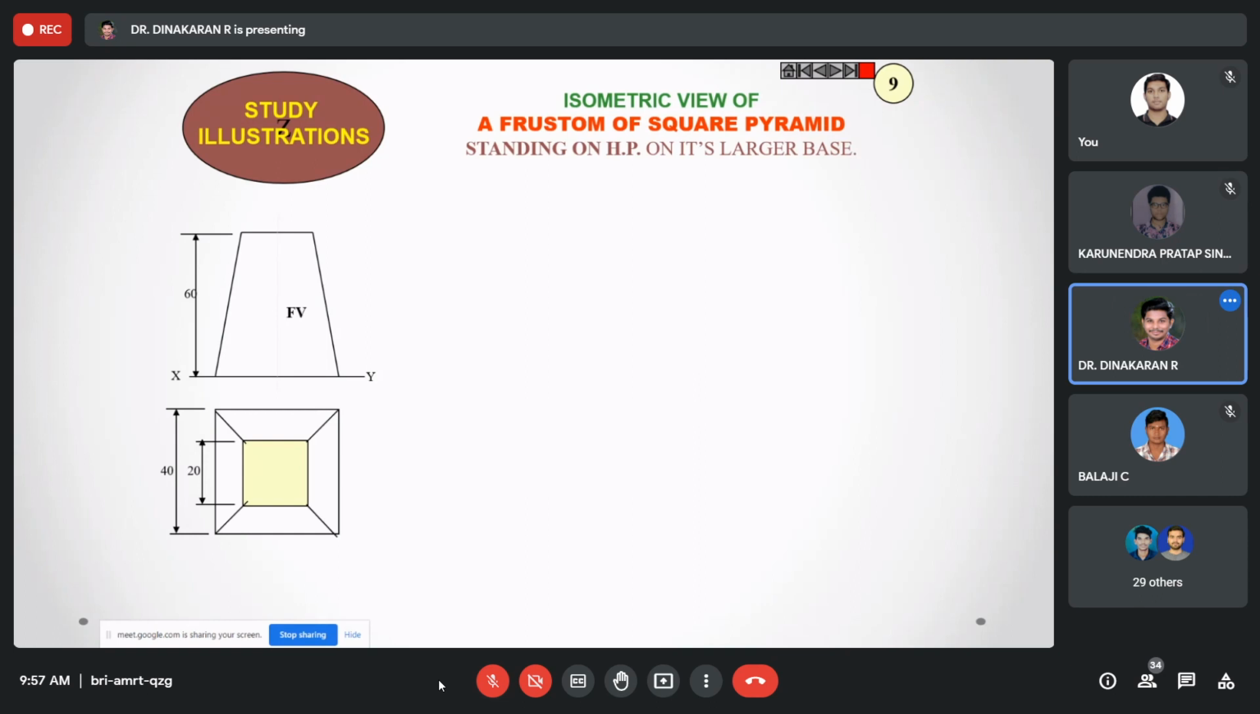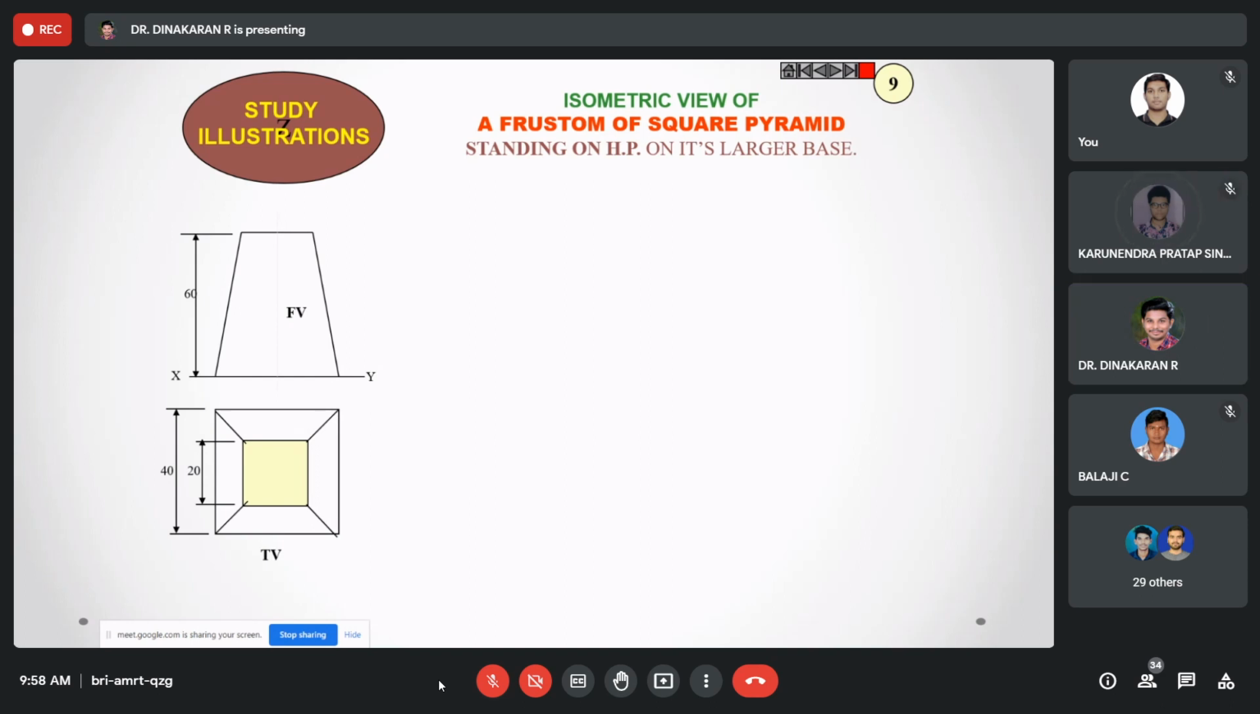You see, this is a front view and top view. First we need to make the true shape. After drawing the true shape, based on the question, it is isometric projection or isometric view. Isometric projection means there is a reduction we need to follow. Isometric view means isometric projection is a reduction.